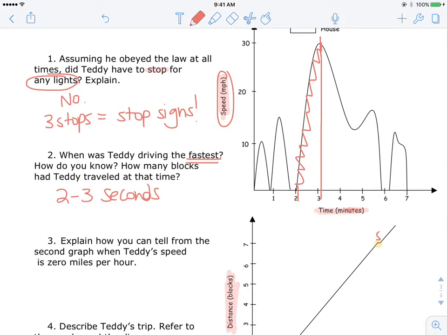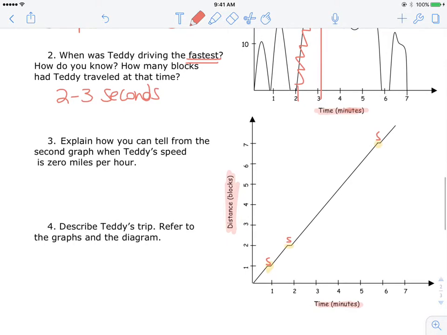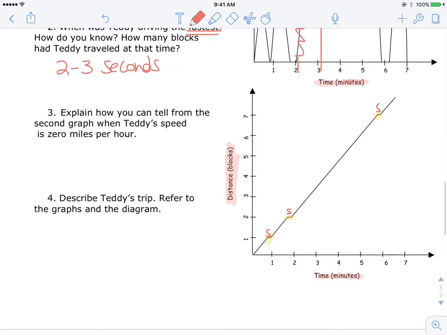Question 3. How can you tell from the second graph when Teddy's speed is 0 miles per hour? All right, we already kind of talked about that, right? If it's 0 miles per hour, that means that he's stopped. So on the second graph, on this graph, we see horizontal lines in the graph. Okay?